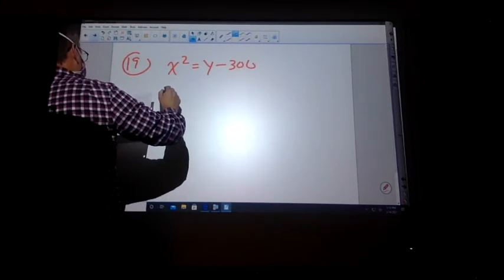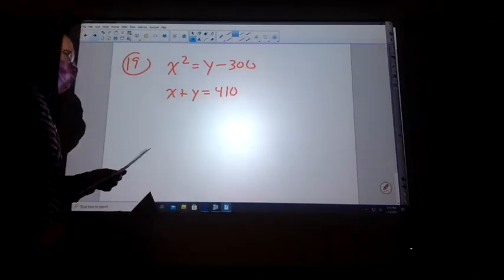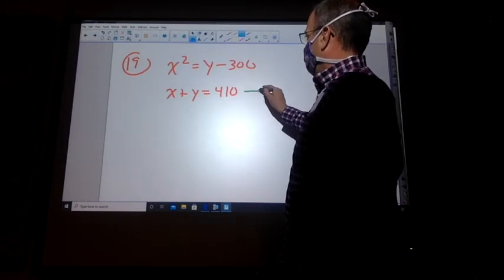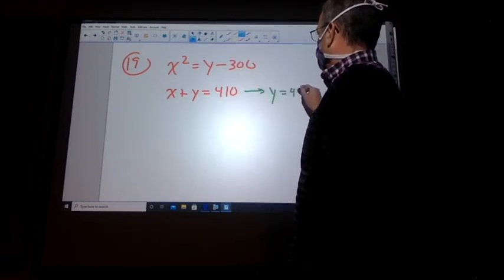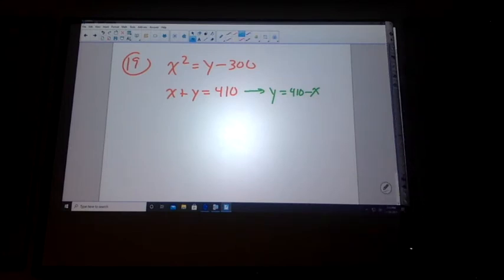So this is number 19. Okay. So I think I'm going to modify this bottom equation to become this. All I did is just subtract x from both sides. And notice I put it as 410 minus x. I know there's a lot of teachers like, no, it needs to be negative x plus 410. No. Let's deal with less signs.